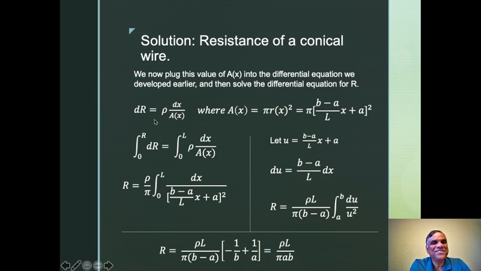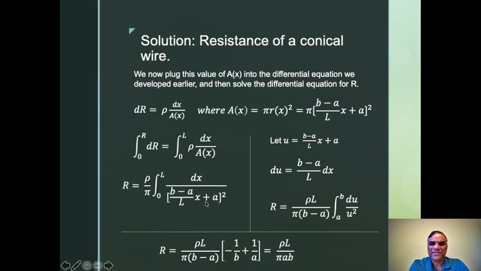Now, how do you solve the differential equation? Of course, you take integrals on both sides. So you take the integral on the left hand side of dR, then the limits are from 0 to R. And why is that? Because the resistance is 0 here on one end of the conical wire and it's R at the other end. Okay, so 0 to R dR, which is just R, is equal to the integral 0 to L of rho dx over A(x). So you plug in the value for A(x), then what happens is the rho over pi drops out as a constant, and you have dx over this squared.